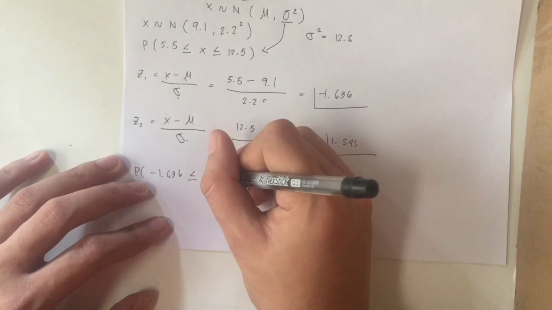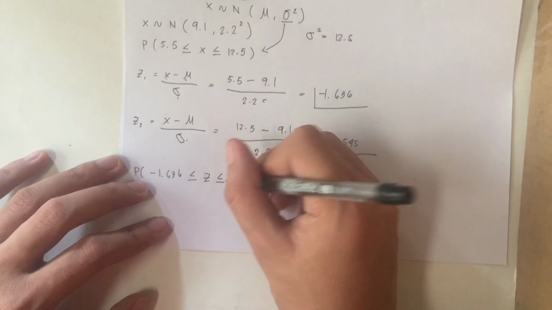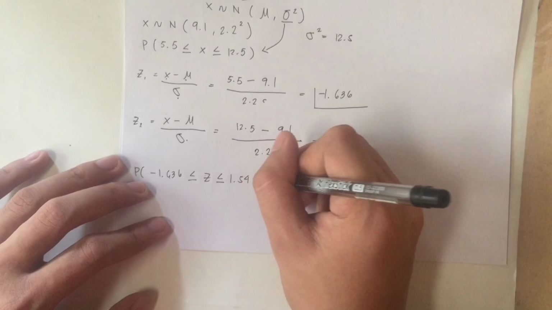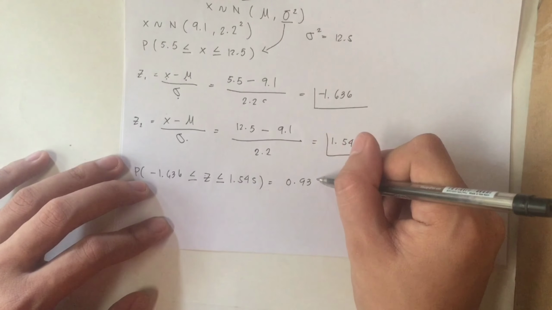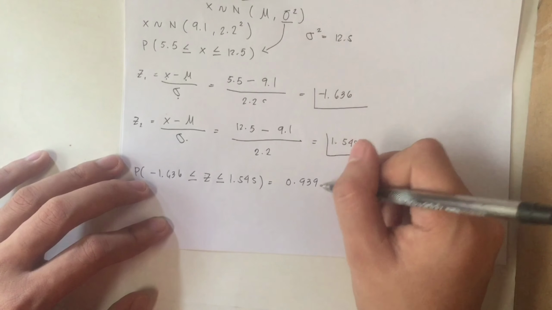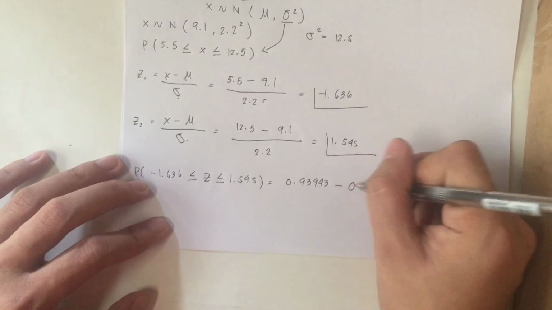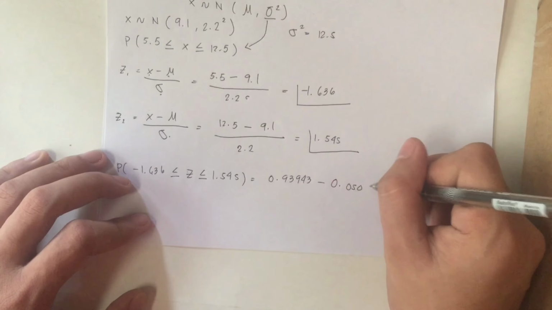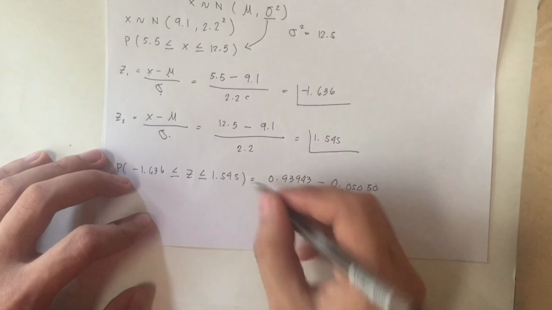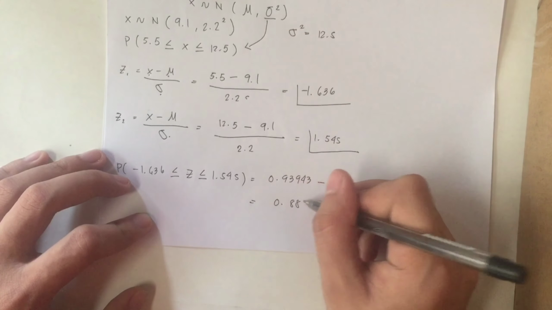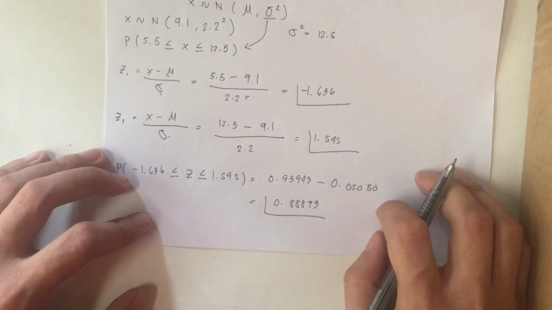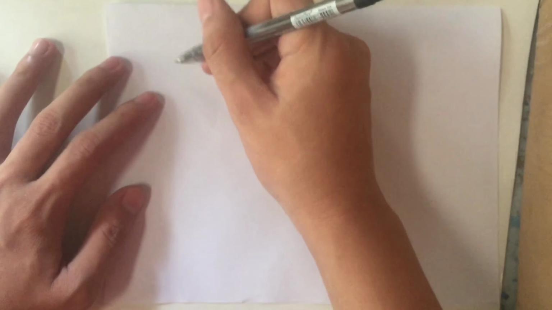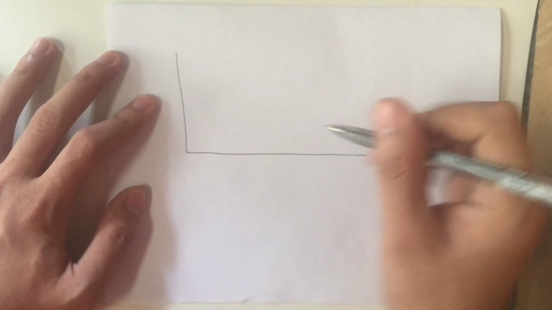P of Z greater than or equal to negative 1.636 equals 0.93943 minus 0.5050 equals 0.88893. That's the final answer. If you get less than, then you use negative.